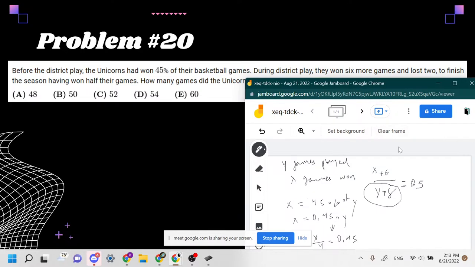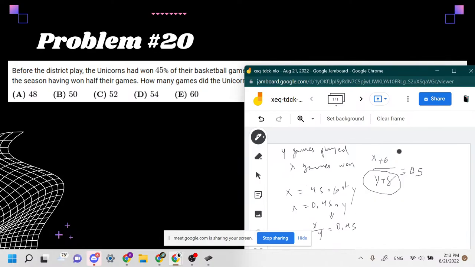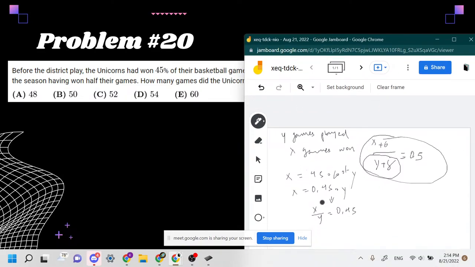So what would be your first step here to solve this equation? Oh, are you there? Mm-hmm. So we have this whole equation, right? What would be your first step to solve? How about we solve this one first, okay?